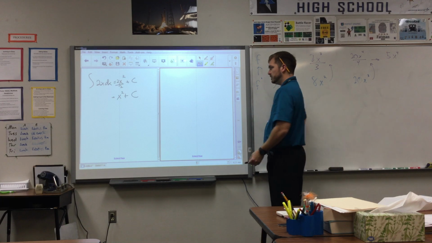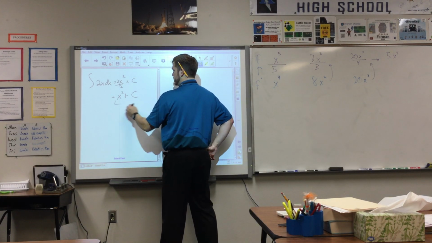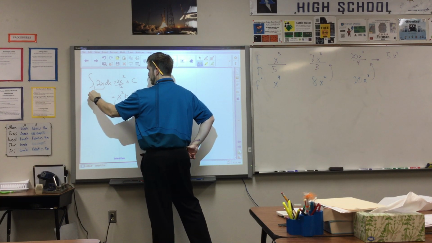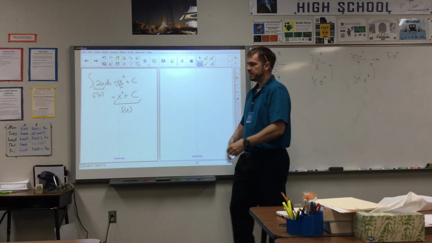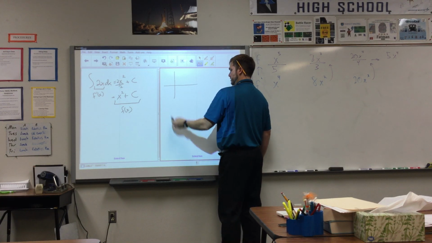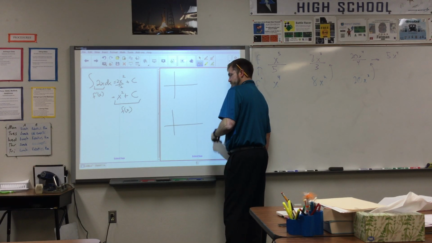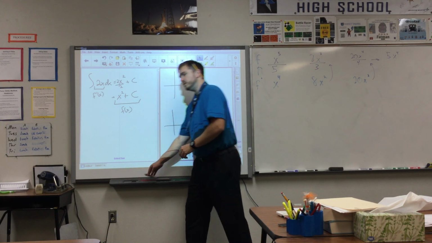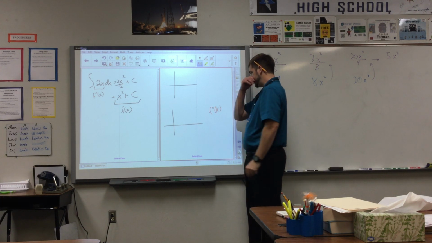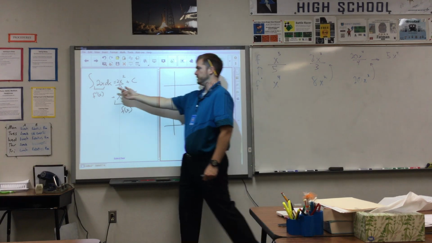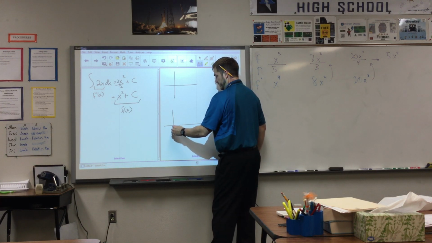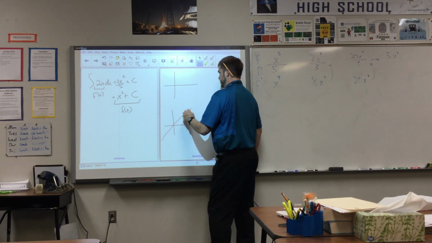Let's think about what this is. If we call this f of x, and our integrand, remember, is sort of like our derivative, let's think about what those would look like graphically. We'll start off with the derivative, f prime of x, which is always the integrand here. What does 2x look like? A line. Going through the origin. All right, there it is. 2x.